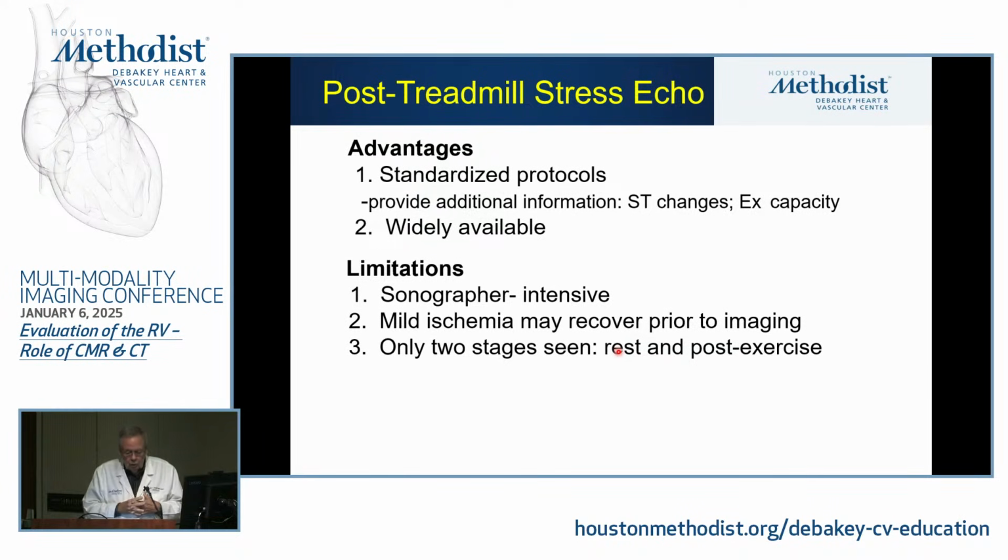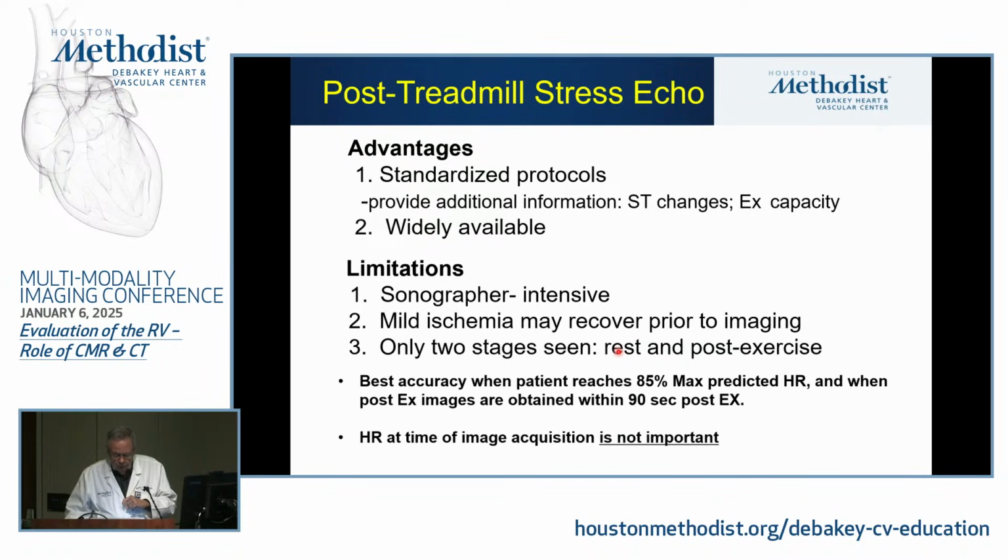Now, the other limitation is you only have two stages, rest and post-exercise. And you will see that for the average patient, that's great. But there are scenarios where that can be a little bit of a problem. Now, the best accuracy, like with any type of exercise stress test, is obtained when the patient reaches 85% of their maximal predicted heart rate, and the post-exercise images are obtained within that 90 seconds of post-exercise. Now, some patients may have ischemia for 5 minutes, but if you want to catch the majority of patients, you want to be within that window of 1.5 minutes.